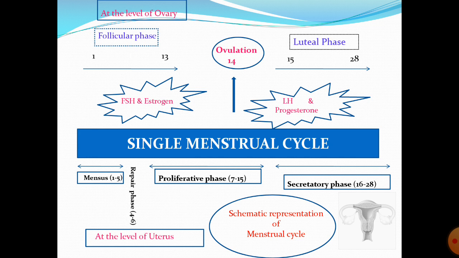The follicular phase is under the hormonal influence of FSH and estrogen, whereas the luteal phase is under the hormonal influence of LH and progesterone. I'll come to it a little later. Then, at the level of the uterus, four phases can be recognized, the way I have presented in this slide.